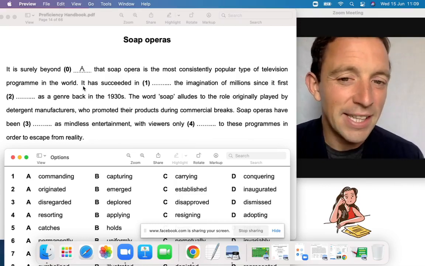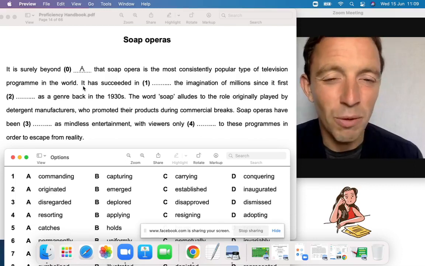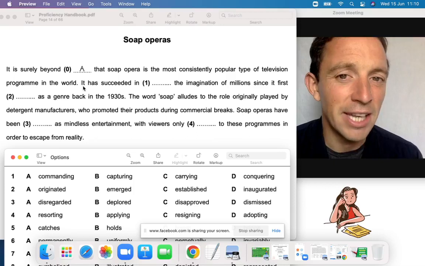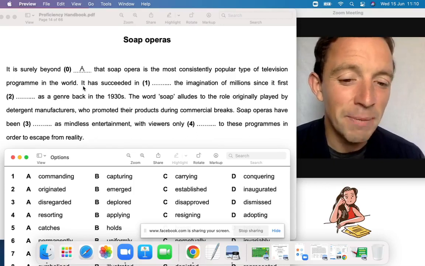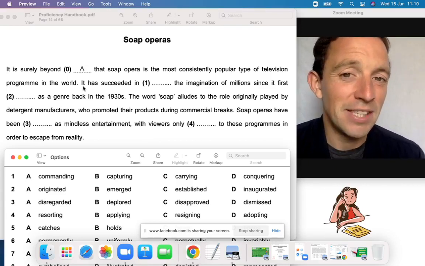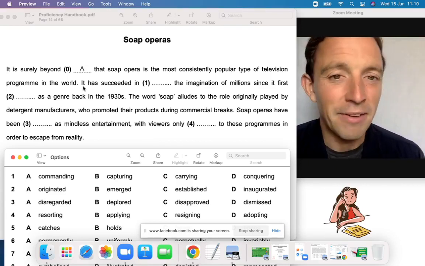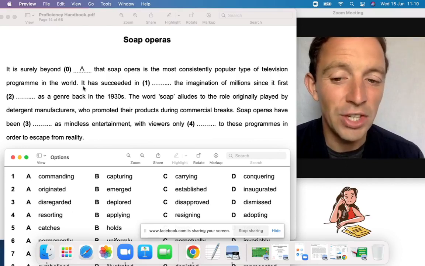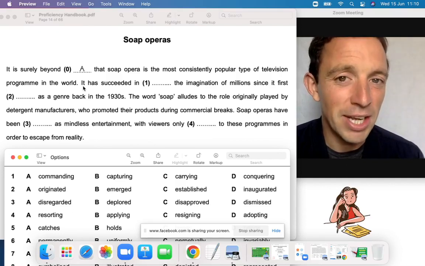Carrying the imagination, not really, no. Carrying is more general. We can use carrying in lots of situations. And conquering the imagination, it's logical and it's understandable and maybe it's fine, but definitely the most frequently used combination is capturing the imagination.